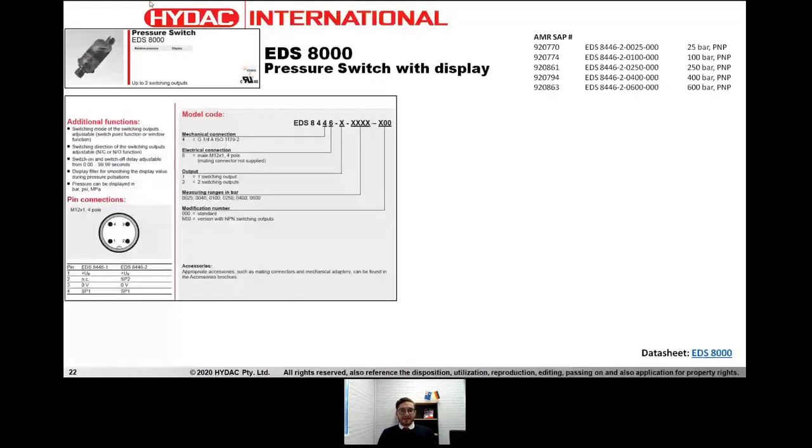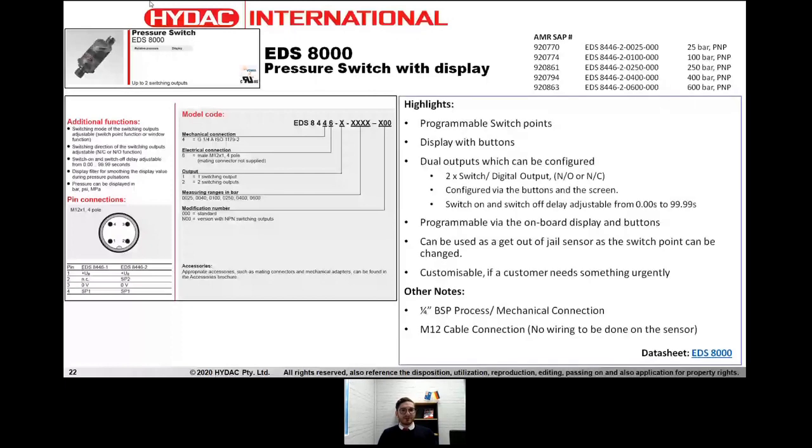Then we also have now the EDS 8000 pressure switch, and this is not an IO-Link sensor. This is just a sensor that has 2 switching outputs, which are PNP. But you can get this as an NPN version, but it needs to be ordered specifically. But instead of programming this device via another tool, it has a little display on board and 2 programming buttons. So you can actually set this up with no other tools required, using the buttons on board. So you can set up the normally open, normally closed functions. You can display the pressure in either bar, PSI, or megapascal.